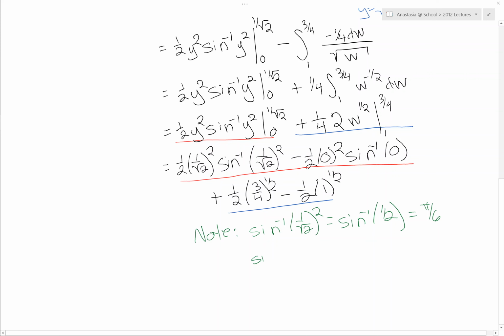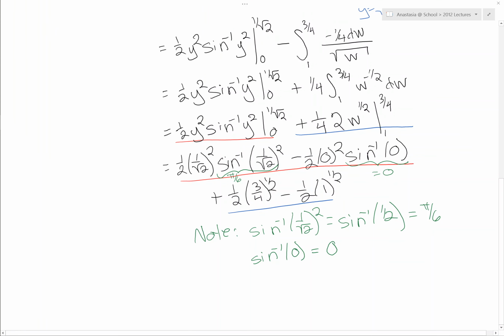Next, the arcsine of 0 is the same thing as saying what angle gives a sine value of 0. That one's a little bit easier. That's just going to be 0. So the arcsine of 0 is equal to 0. The arcsine of 1 over root 2 squared is equal to pi over 6.